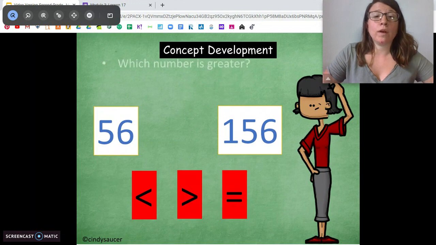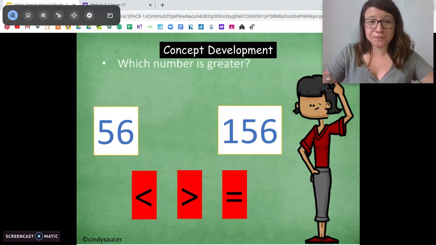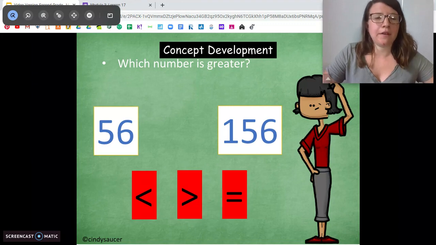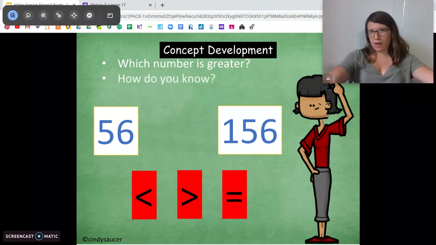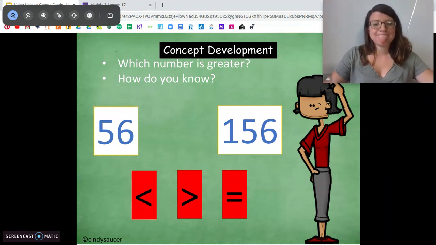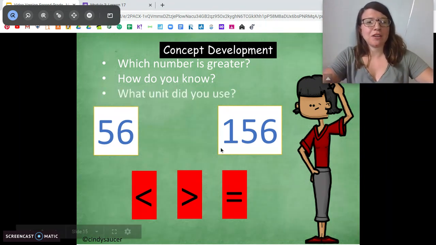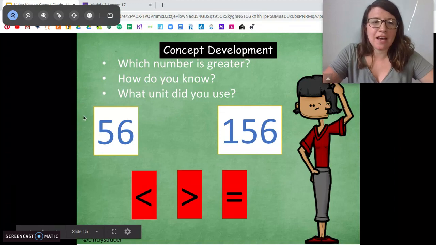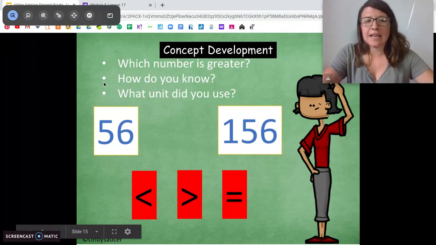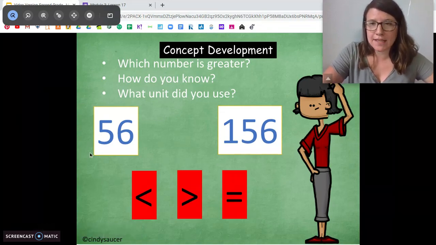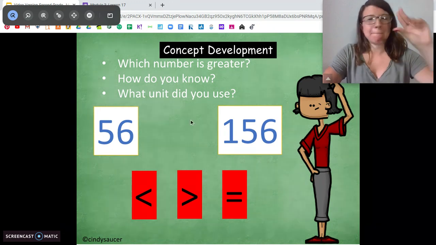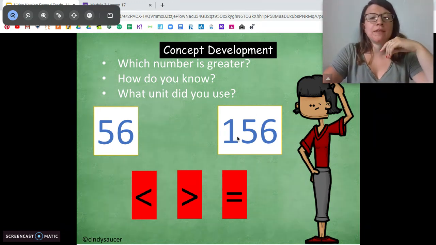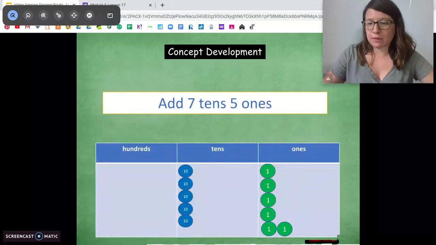Okay. Which number is greater? Very good, 156. How did you know that? Because we're looking at that hundreds place, right? Is there any hundreds? Are there any 10 tens that we can make into 156? So we're going to say 156 is greater by looking at the hundreds place.